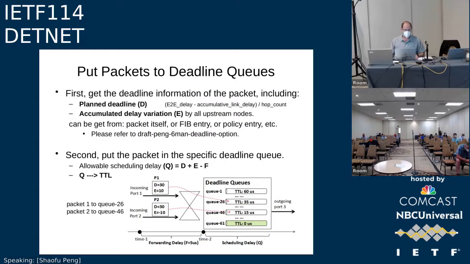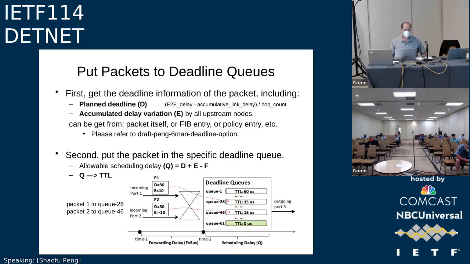So how do we put packets into deadline queues? First, get the deadline information of the packet, mainly including the planned residence time and the accumulated residence time deviation. This information can be gathered from the packet itself, or a FIB entry, or a policy entry. Please refer to the deadline option in the 6man working group. Second, put the packet in the specific deadline queue.